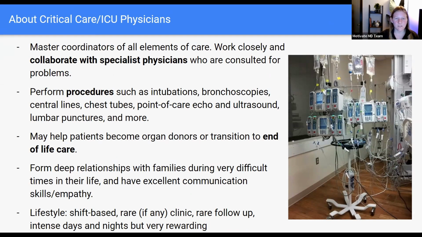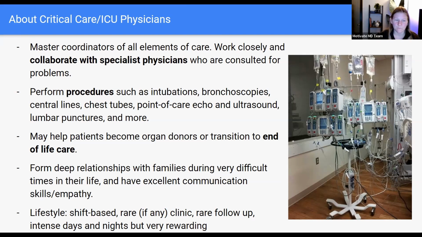So basically ICU physicians are master coordinators of all elements of patient care. They take care of every body system and problem that a patient could have. And they work very closely with and collaborate with a lot of specialty physicians. Like someone was saying in the chat earlier, one of the things we would do is consult neurology to make sure that they are also on board with managing this patient. That's their area of expertise. Maybe we would consult nephrology for this patient's kidney function or something.